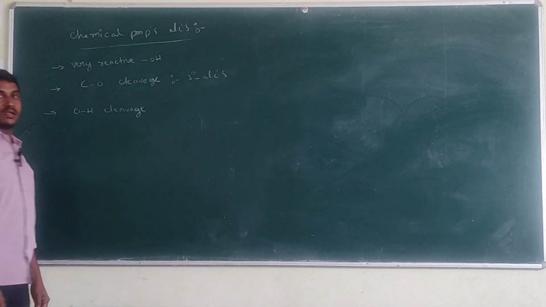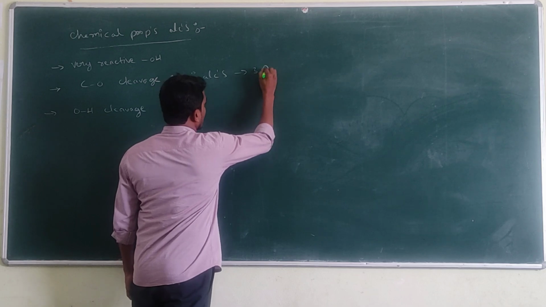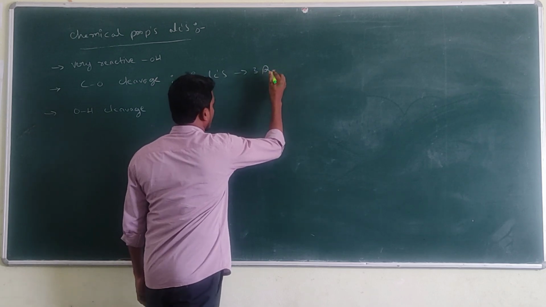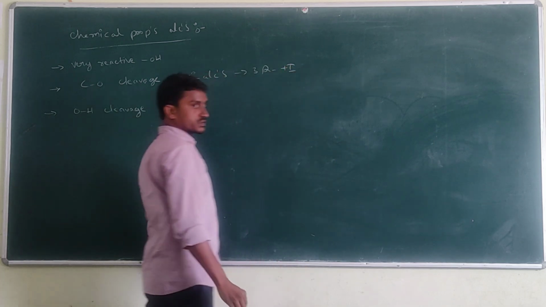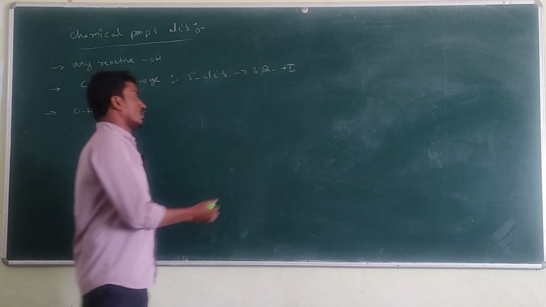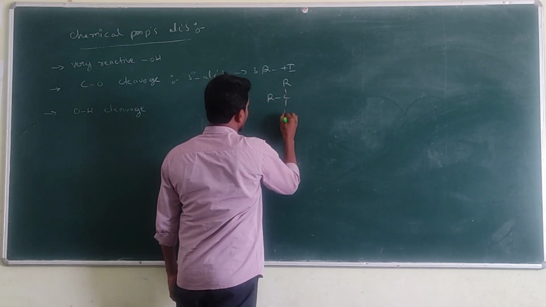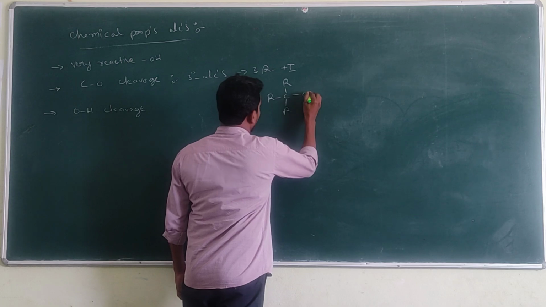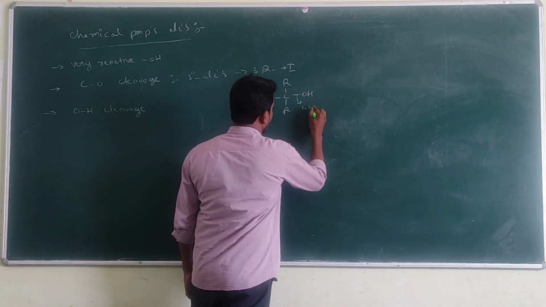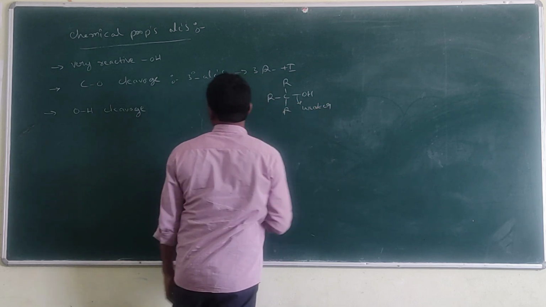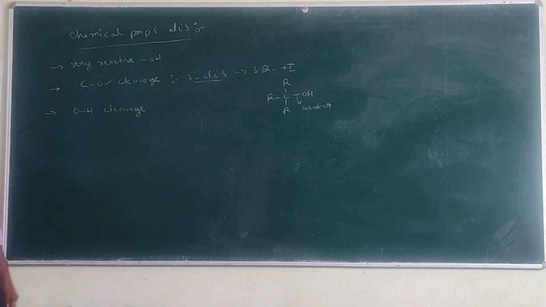Carbon-oxygen bond cleavage mainly takes place in tertiary alcohols due to the presence of three alkyl groups, because these are plus I effective groups. Because of the plus I effect of the alkyl groups, the carbon-oxygen bond is weaker in the case of tertiary alcohol. So in tertiary alcohols, carbon-oxygen bond cleavage takes place.